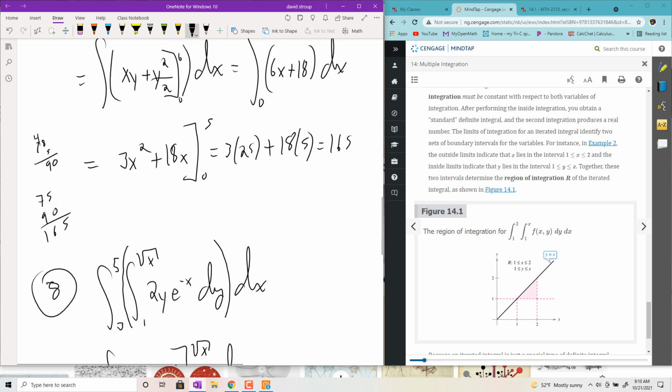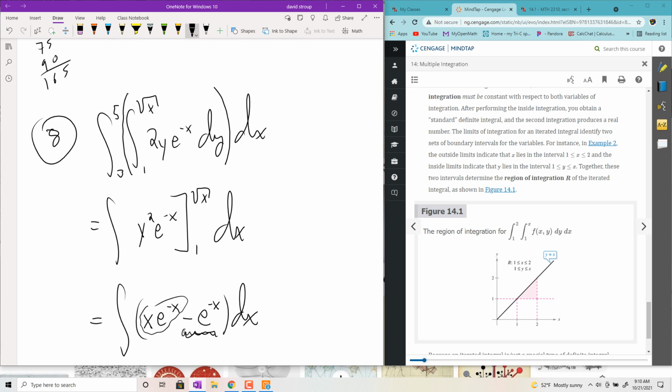The second integral is going from y equals 1 to y equals square root x on the inner integral. So if I were to graph that, y equals 1 is, let me maybe put it in a different color.